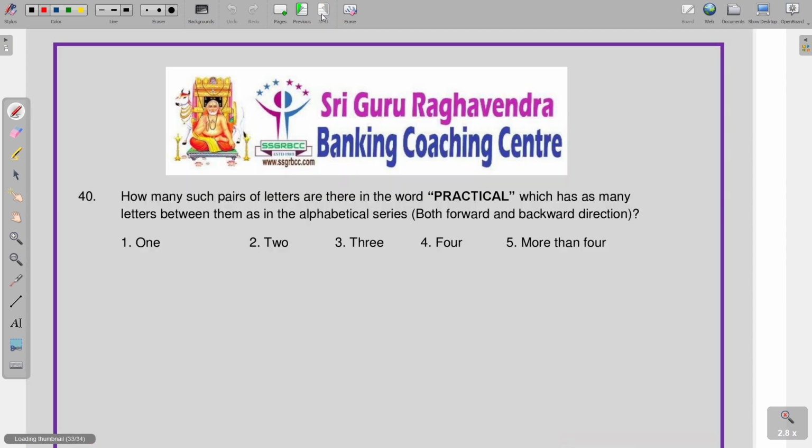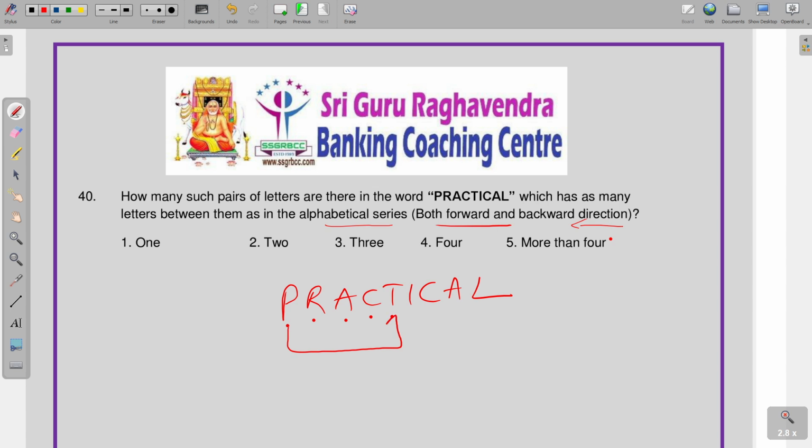Okay, let us move on to the next one. See how many such pairs of letters are there in the word PRACTICAL which have as many letters between them in the alphabetical series in both forward and backward directions. See, from the starting: P, Q, R, S, T. So P and T is one pair, and next I, J, K, L. So I and L. So P and T, I and L. If you check, only these 2 pairs are following. Option 2 is the answer.